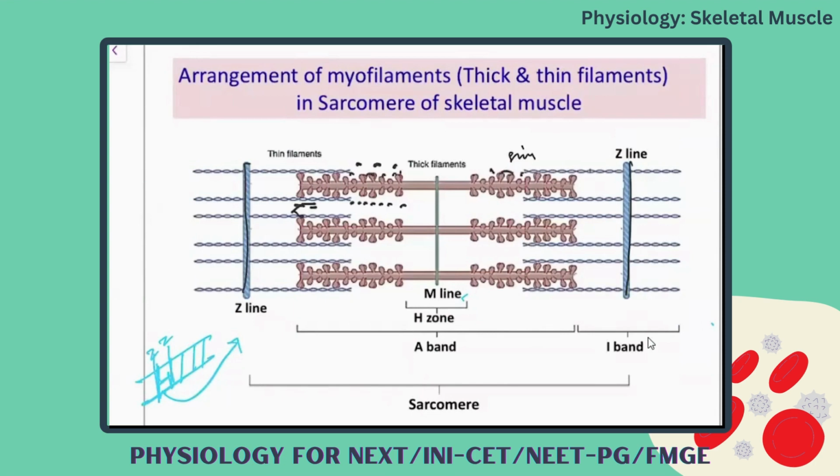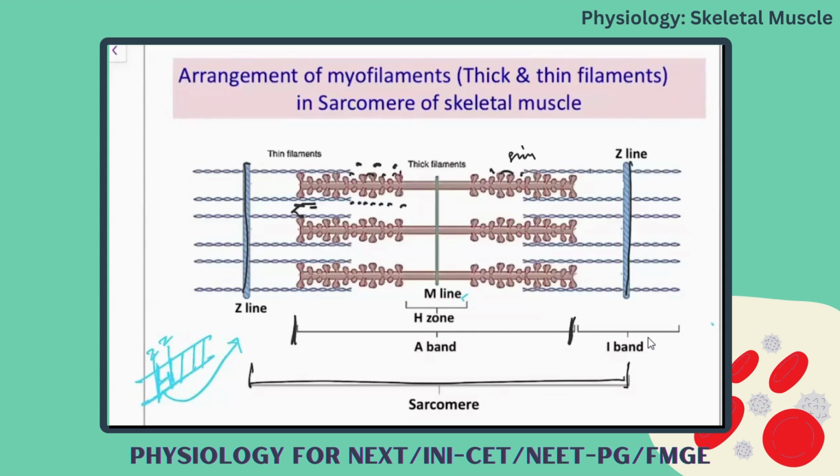So both Z lines come closer, and now we are going to see the arrangements which have shortened and which have remained in the same position after the muscle contraction. So what will be the condition of both the Z lines after muscle contraction? Is it the same length or has it shortened? Shortened. Good. And then what is the position of the A band after muscle contraction? The length of the A band after muscle contraction.